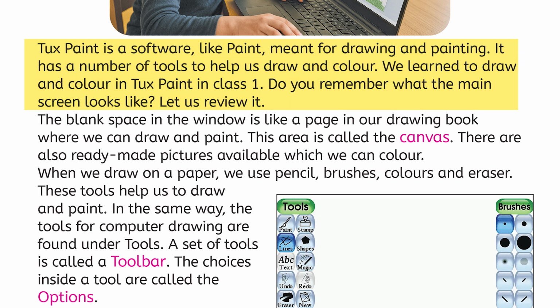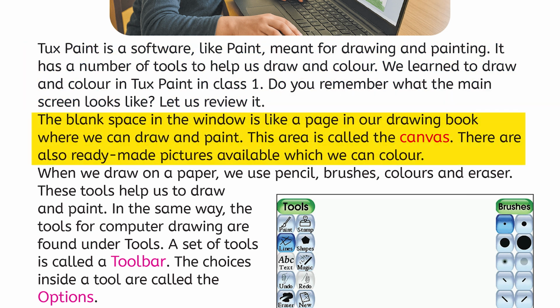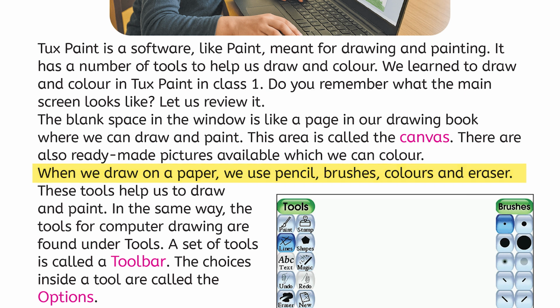Let us review it. The blank space in the window is like a page in our drawing book where we can draw and paint. This area is called the canvas. There are also ready-made pictures available which we can color. When we draw on a paper, we use pencil, brushes, colors and eraser. These tools help us to draw and paint.